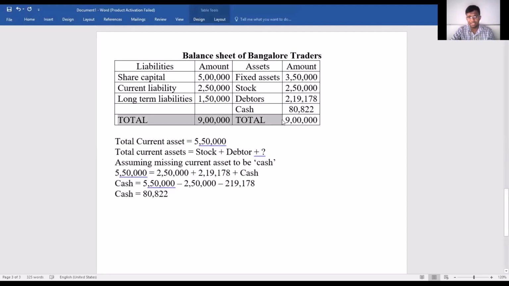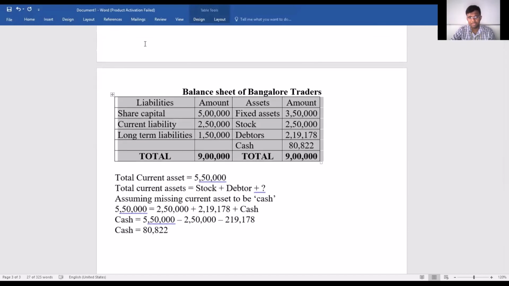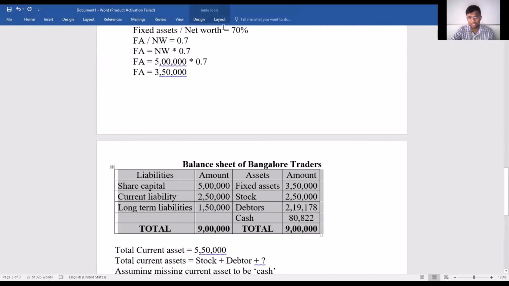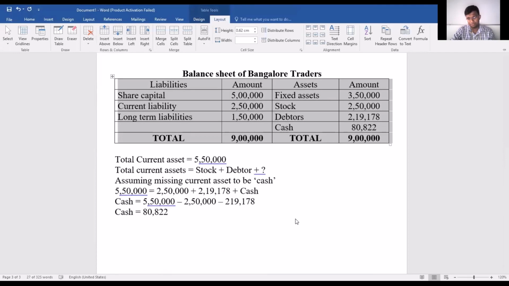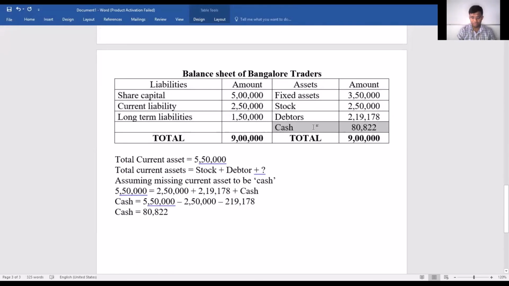So the liability side is equal to the asset side, and both of them have matched with each other. So in our case, our balance sheet preparation is perfect. Both the asset side is matching with the liability side, which means our balance sheet preparation is absolutely perfect. What we have done over here is that the missing item we have assumed to be cash, and we have calculated the balancing figure. So with that we have completed this question. Even our balance sheet is also ready right now.